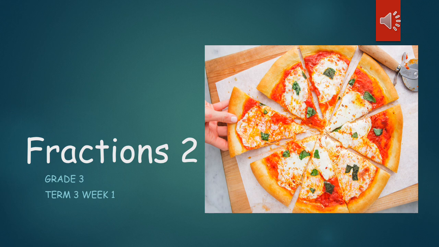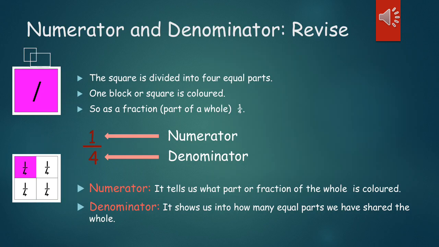We are going to carry on with fractions, and this is presentation 2. We start with numerator and denominator and revise a little. You remember I said N for numerator and D for donkey for denominator. So it's N on the donkey.